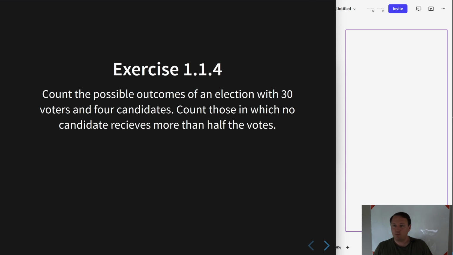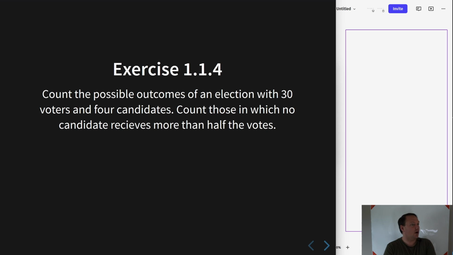On to exercise 1.1.4. We have an election with 30 voters and 4 candidates, and we'd like to count all possible outcomes, which I take to mean the number of ways that votes could get distributed to candidates. That almost gives away the solution, but pause and come up with it yourself. It's basically stars and bars. The votes are the stars, and the candidates are the bars. The votes are going to these bins which belong to the candidates.